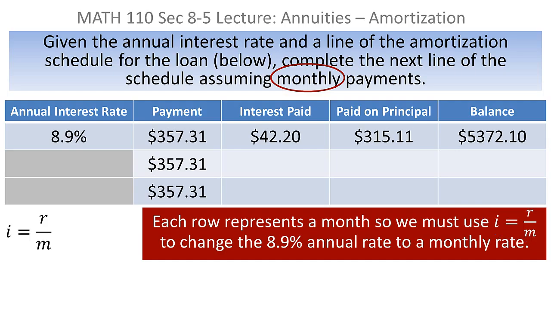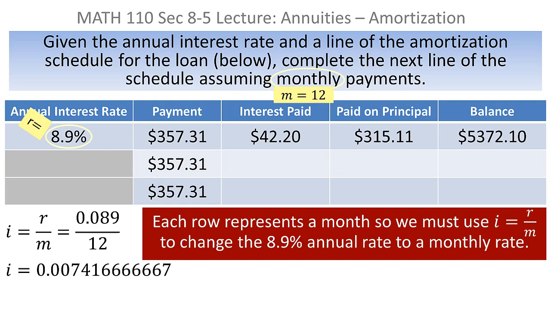So the very first thing I need to do is calculate the value of little i. It's the annual interest rate, which is 8.9%, divided by, since it's monthly payments, divided by 12. So 8.9% as a decimal is 0.089. Divide that by 12, and you come out with 0.00741666667. It just keeps on with the sixes. Eventually you have to round it off to 7.